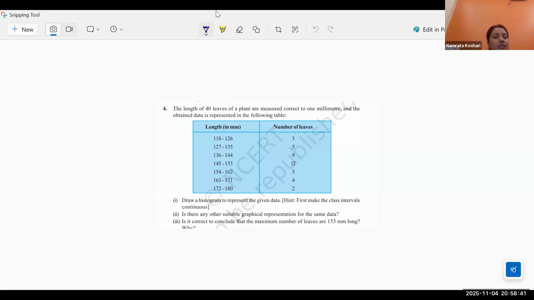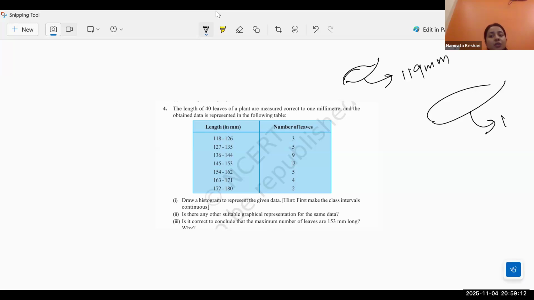Class intervals are given. The class interval basically is representing the length of 40 leaves of a plant measured to 1 millimeter. The length of the leaf is given. This 118 to 126, how many such leaves are there having the measurement between 118 to 126? So maybe there is a leaf whose measurement is 119 millimeter, and another leaf whose measurement is 125 millimeter. So that's how the data is given.